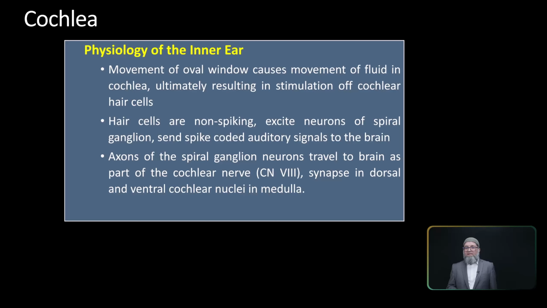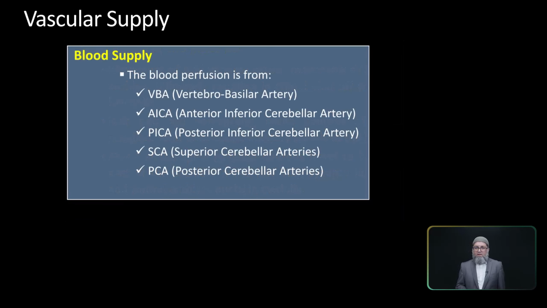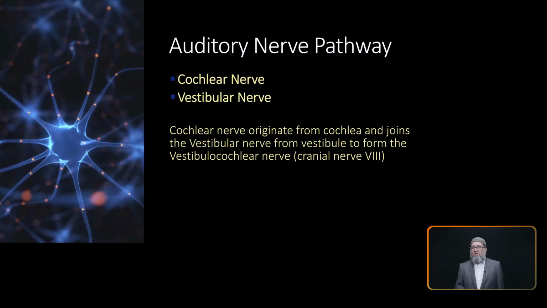The axons of the spiral ganglia neurons travel to the brain as part of the cochlear nerve, or cranial nerve 8, and synapse in the dorsal and ventral cochlear nuclei in the brainstem. Any change in the blood supply, or ischemia, can result in loss of auditory evoked potential. The supply is the vertebrobasilar artery, VBA, anterior inferior cerebellar artery, AICA, posterior inferior cerebellar artery, PICA, superior cerebellar arteries, and posterior cerebellar arteries.